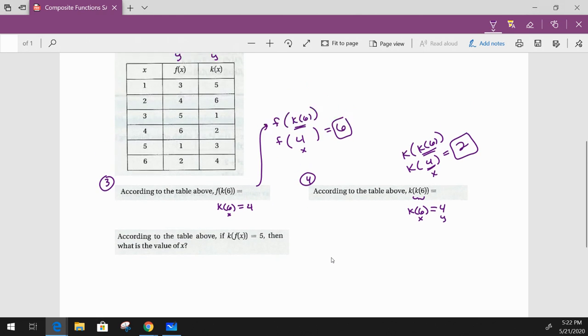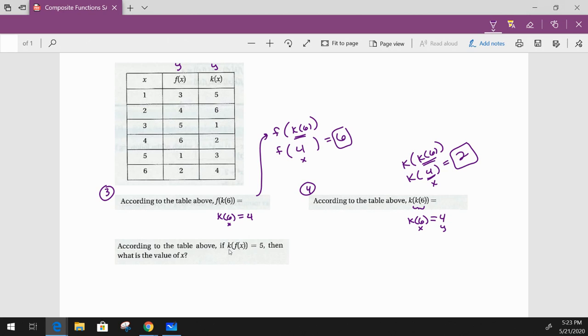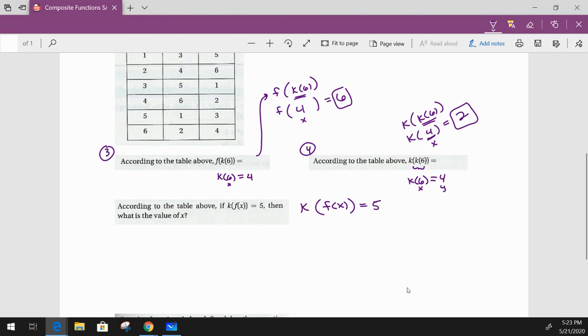Question 5 here, again, is using the table above, but it's a little bit more challenging. It says, according to the table above, if k of f of x equals 5, then what is the value of x? So we're needing to work backwards on this problem. So this might be considered a medium level problem, where these other ones would probably be considered an easy problem on the SAT, because there's different categories, the easy, medium, and medium hard, and then hard. So I would say this would probably be a medium, these would be easy.